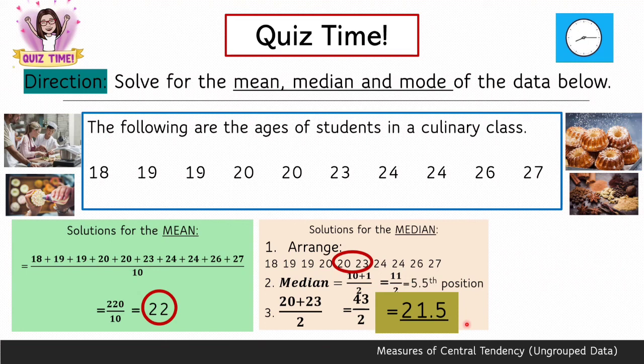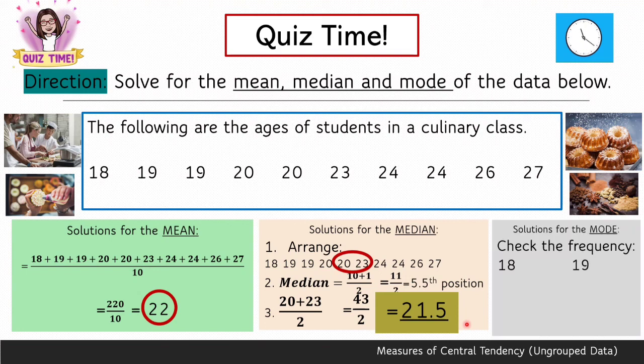Nice job! And for the mode, we have to only check the frequencies of the data that appeared. The scores that appeared here are 18, 19, 20, 23, 24, 26, and 27. What's the frequency of 18? It's only 1. It appeared once. 19 appeared twice. 20 also twice. 23 appeared only once. 24 appeared twice. 26 and 27 both appeared once also.